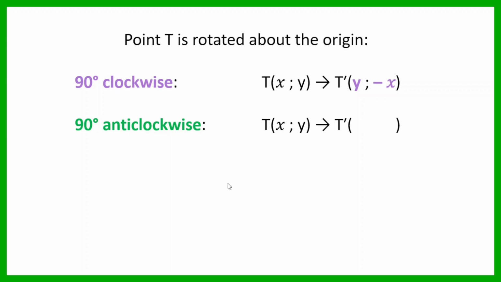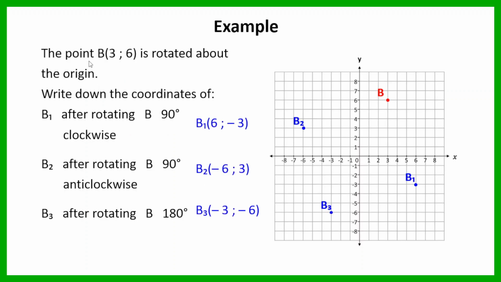So looking back at the examples we did before, when B was (3, 6) and we rotated 90 degrees anti-clockwise, the 3 and the 6 also switched places, but the 6 became negative, so it changed sign.